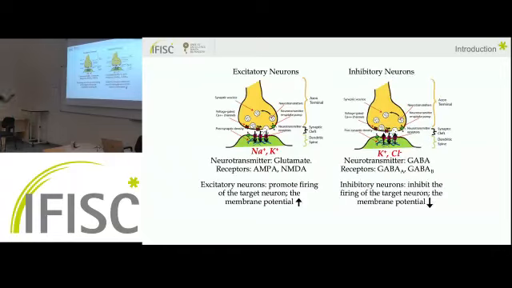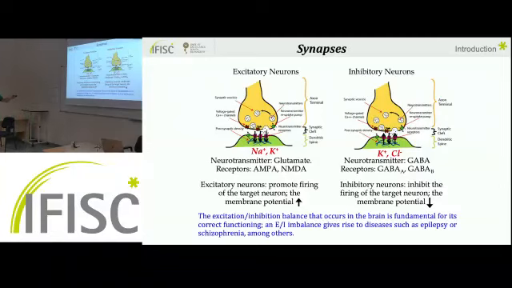On the other hand, I have the inhibitory neurons. Neurotransmitter GABA, receptors GABA A and GABA B. Inhibitory neurons try to block the firing of the target neuron. One excites, the other blocks, by reducing the membrane potential. But again, I have the same ions participating.